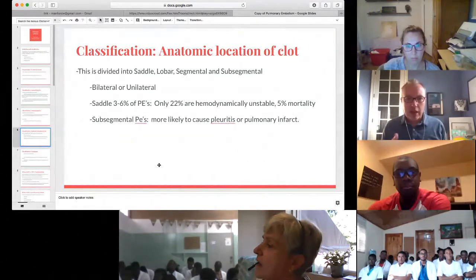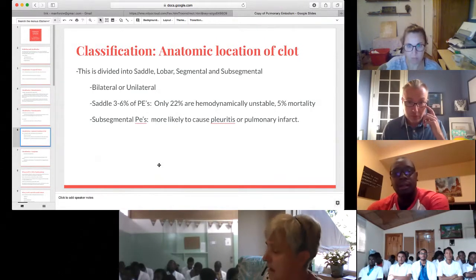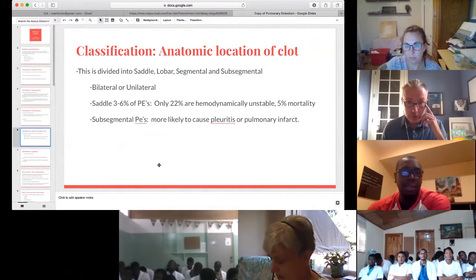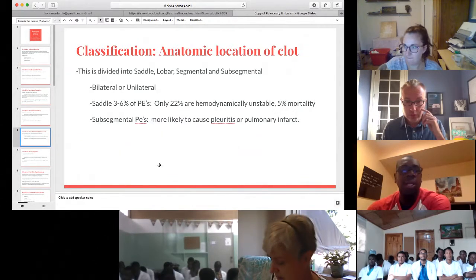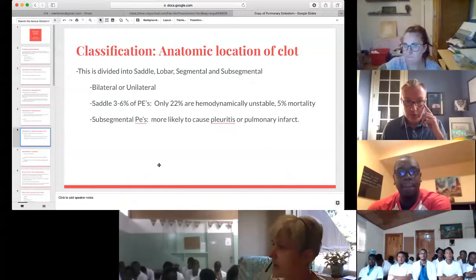Obviously, whether it's bilateral, both lungs involved, or unilateral. Ça peut être aussi classifié au niveau de la localisation d'un côté ou de l'autre, soit unilatéral gauche ou droit ou bilatéral.